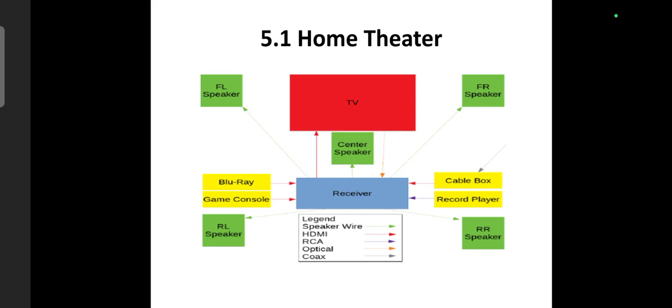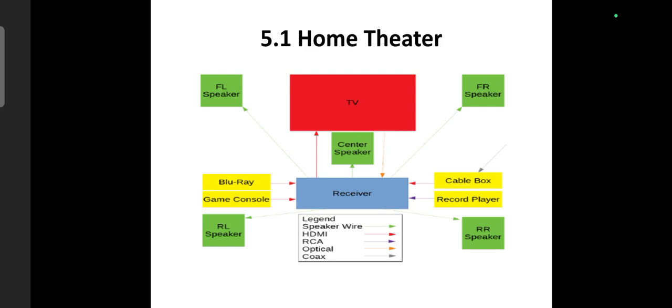Next is 5.1 home theater system. A 5.1 system consists of 5 speakers and 1 subwoofer. The front left and right speakers reproduce music and general sound effects. The center speaker is mainly responsible for dialogues in movies. Two surround speakers are placed behind or beside the listener to create a 3-dimensional surround sound. Finally, the subwoofer reproduces powerful low frequency sounds.